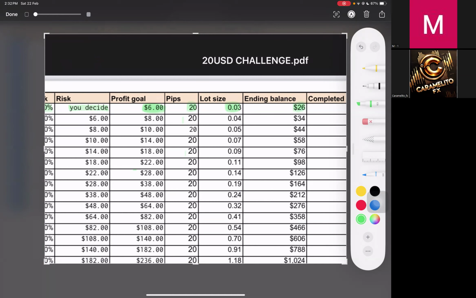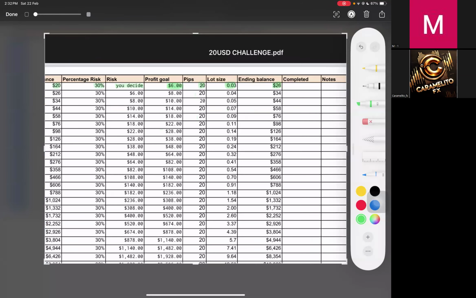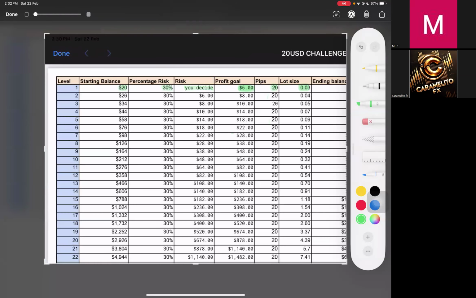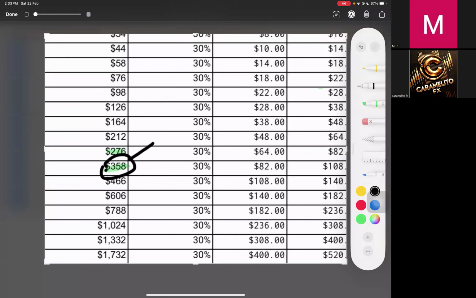At the end of the day, this will be your ending balance. Success. Second day, same thing. $26, risk 30% from your yesterday profit $6, but upgrade your target: $6, 20 pips, 0.04. That's the thing. When you already succeed, continue. So let's say if you already grew until $200 or $300, you can try to break your account. Okay, try to break your account.